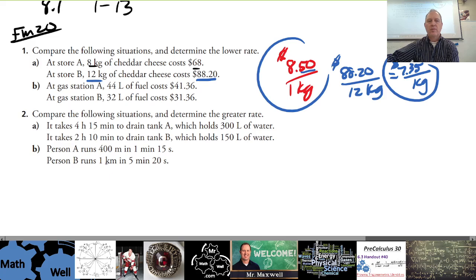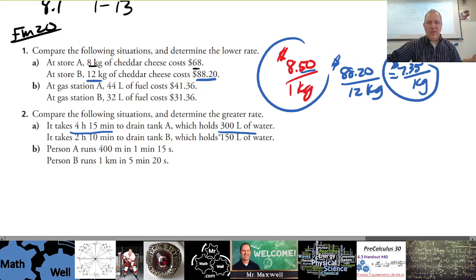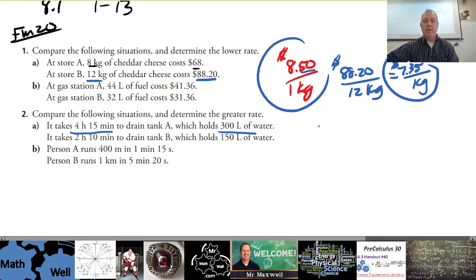Let's talk about number 2. Compare the following situations. Determine the greater rate. So again, if they give you time first and liters of water second, then the rate you'd normally do is minutes per liter, I guess. If you wanted to do liters per minute, that's also very good too. An amount of thing over time is also really good. It doesn't really say, so you can do time per liter, that's fine. You're going to have a pretty small number, I think. But whichever one you choose, you're just comparing the rates, so they don't give you much information other than that.